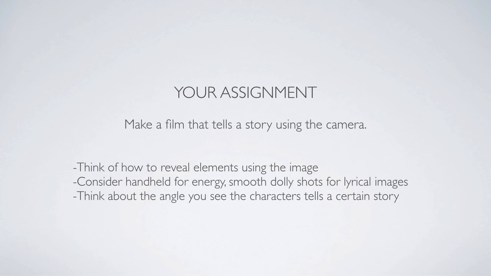So things to think about. Think of how to reveal elements using the image. The panning stuff on and off. Having people move in and out of frame, blocking it correctly. Consider handheld. These are just examples. Handheld adds energy, like you saw that running shot from the French New Wave. A smooth dolly shot worked really well for music. Maybe you throw that to the wind and do the opposite. But just know what those elements do from today's class.